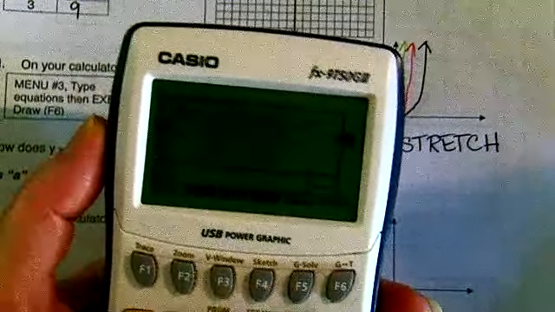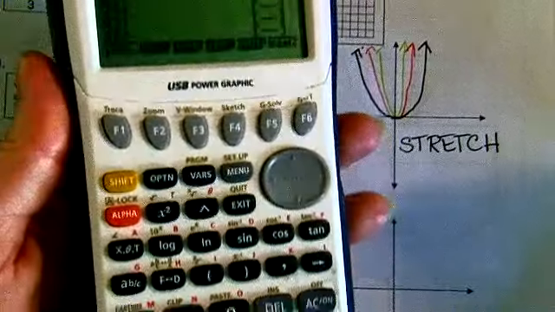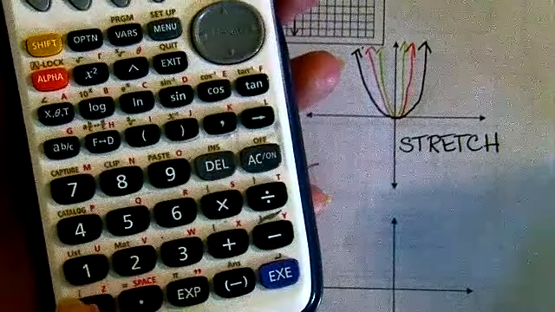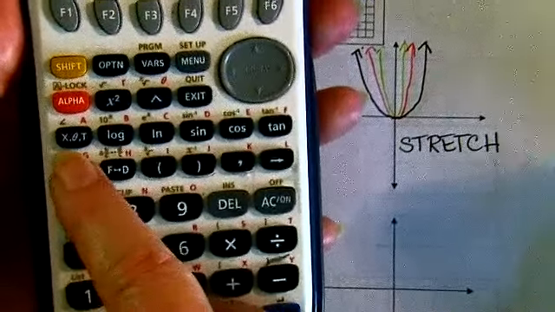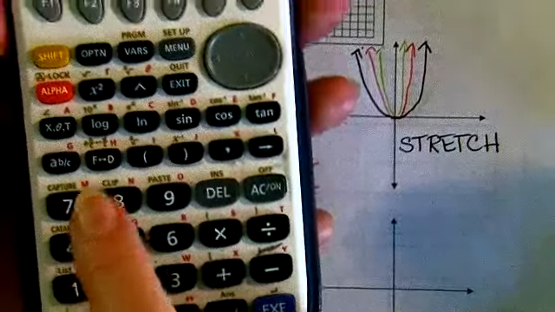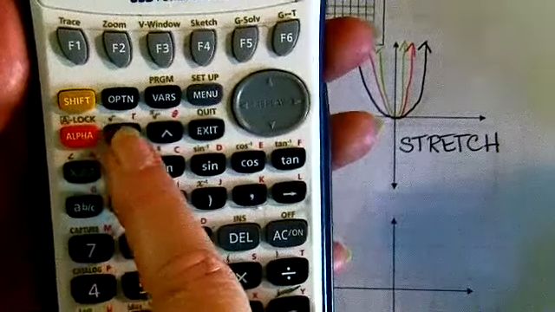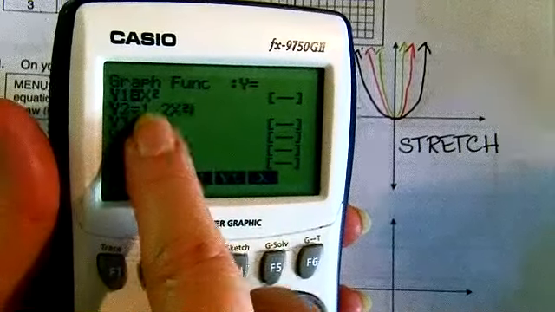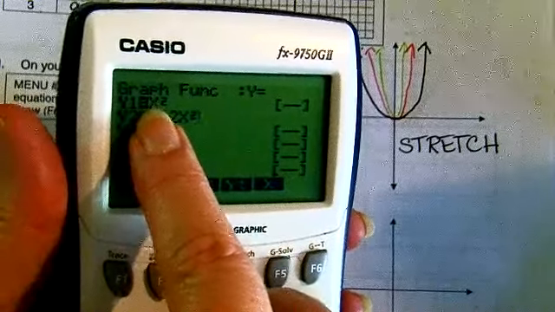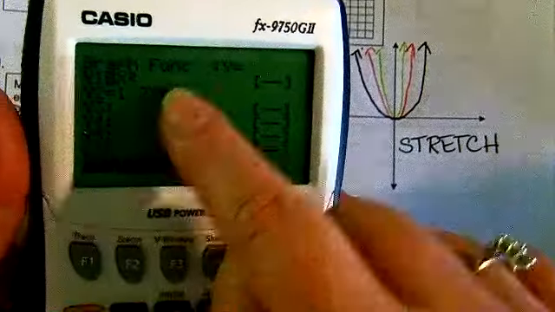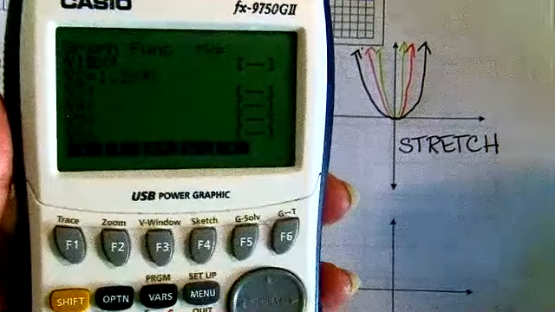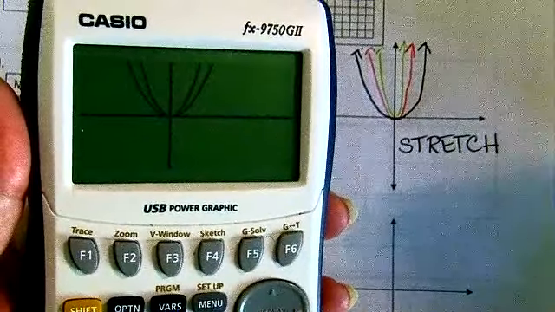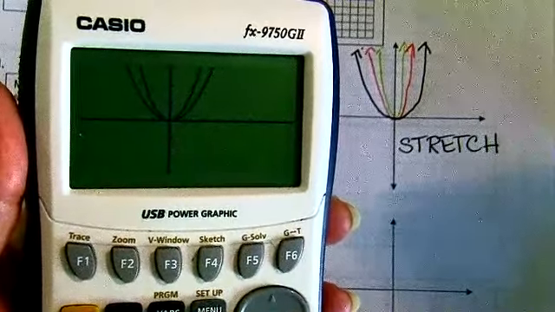Now 1/2: on the Casio, the easiest thing to use is the ABC button. 1, ABC, 2, and that gets your fraction, then x squared. That's what 1/2 x squared looks like. I keep the original one because that's what I'm comparing it to. It's going to go first, second. What happened this time?